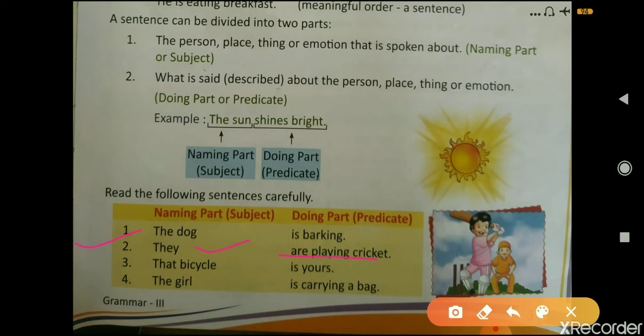Second, they are playing cricket. So they is a subject part and are playing cricket is a predicate. Third, that bicycle is yours. So that bicycle is a naming part and is yours is the doing part. The girl is carrying a bag. So the girl is the subject part and is carrying a bag is the doing part. That is a predicate.